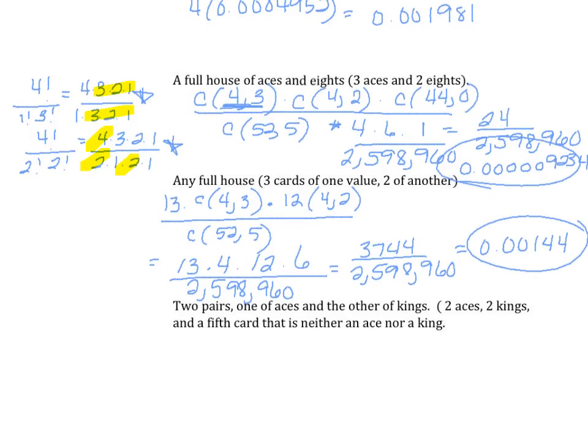All right, 2 pairs. Let's find the probability of getting 2 pairs, one of aces and the other of kings. So we want 2 aces, 2 kings, and a 5th card that is neither ace nor king. We have a combination here. We have 4 aces. We want to choose 2 of them. Multiply. 2 kings. We have 4 kings. We want to choose 2 of them. And we have 44 cards left. We just want to choose one of those cards. That's our 5th card.